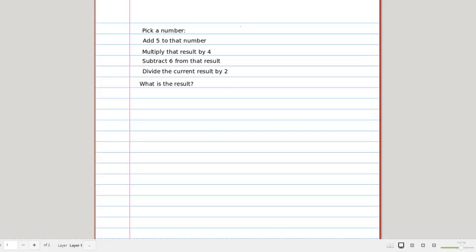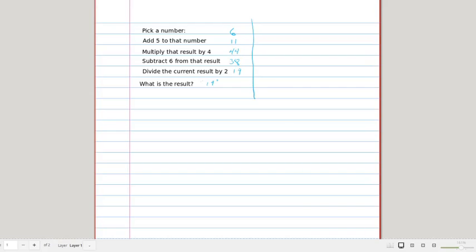So as an example, let's just say you picked 6. Now this would be something you would do and you wouldn't tell me. Then if you added 5 to that, you would now have 11. And if you multiplied by 4, you'd now have 44. And then subtract 6, you would have 38. And of course, feel free to use a calculator on this. When you divide your current result by 2, you get 19. And so you would tell me you have 19.